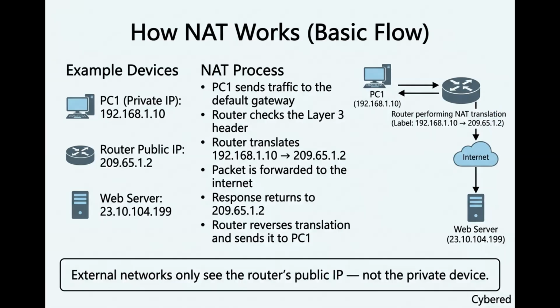When the response returns to 209.65.1.2, the router reverses the translation and forwards it back to PC1. External devices never see the private network. They only see the router's public IP. The primary purpose of NAT is to conserve public IPv4 address space. Instead of assigning a public IP to every internal device, an entire organization can share a single public IP address, just like your home router does.